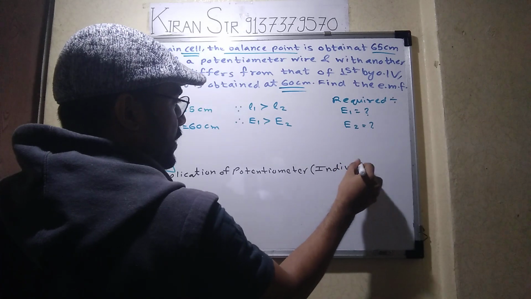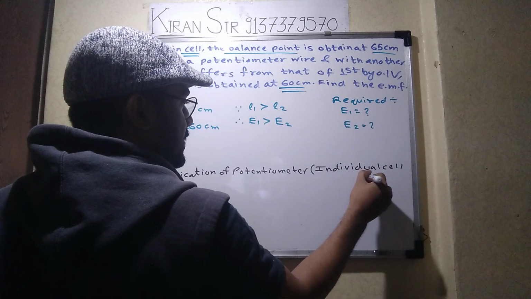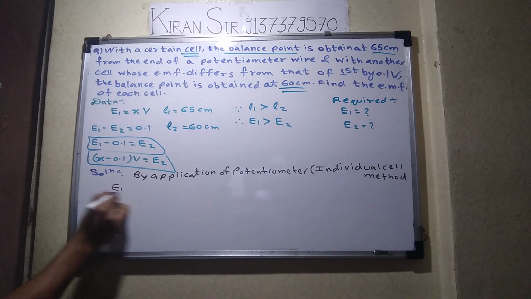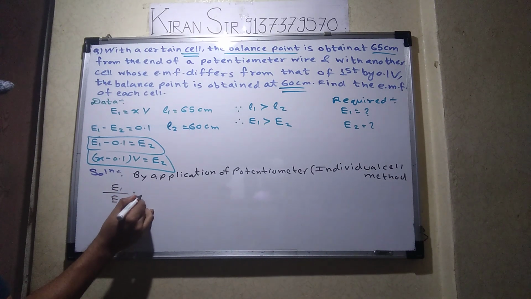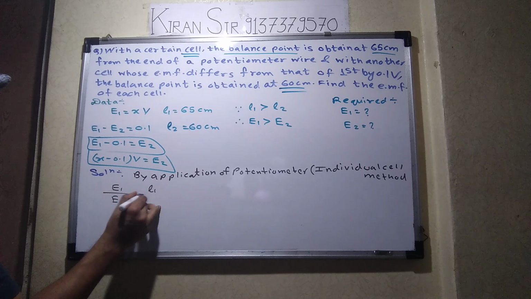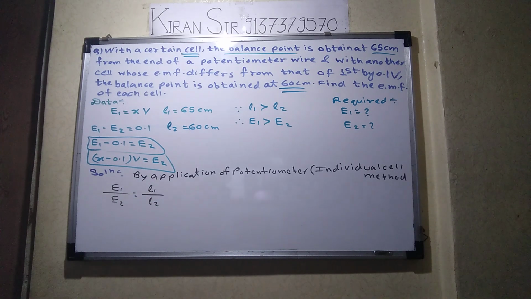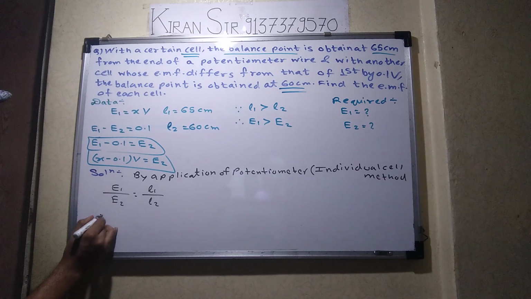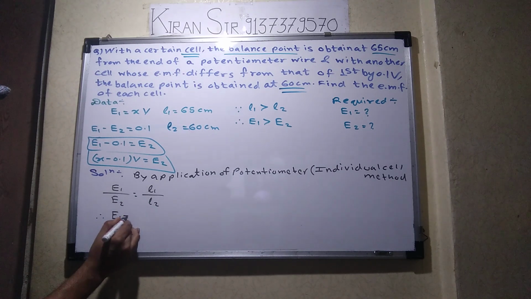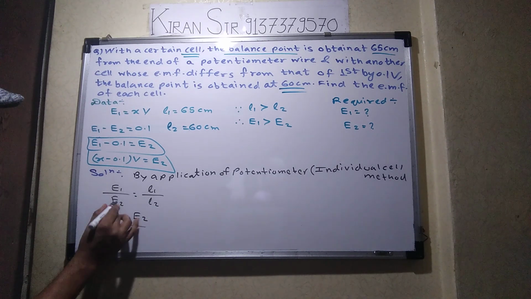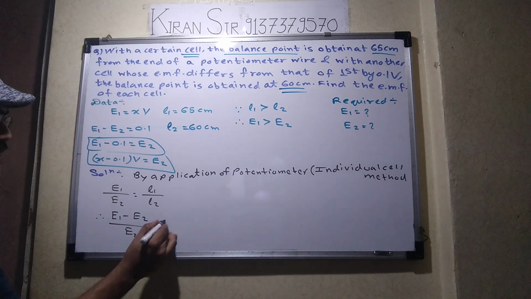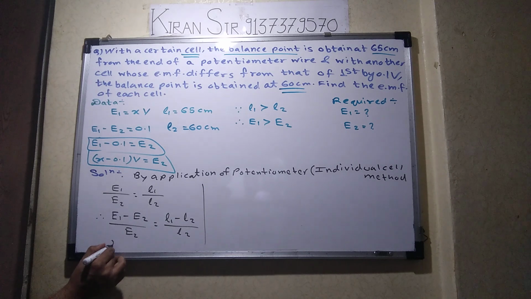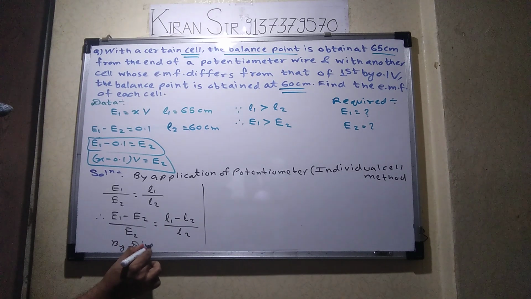According to the individual cell method, what can you write, students? E1 upon E2 is L1 upon L2. Understood? So now what will I do here? I will use E1 minus E2, that is the dividend rule. E1 minus E2 upon E2 is L1 minus L2 upon L2. So by which rule? Dividend rule.